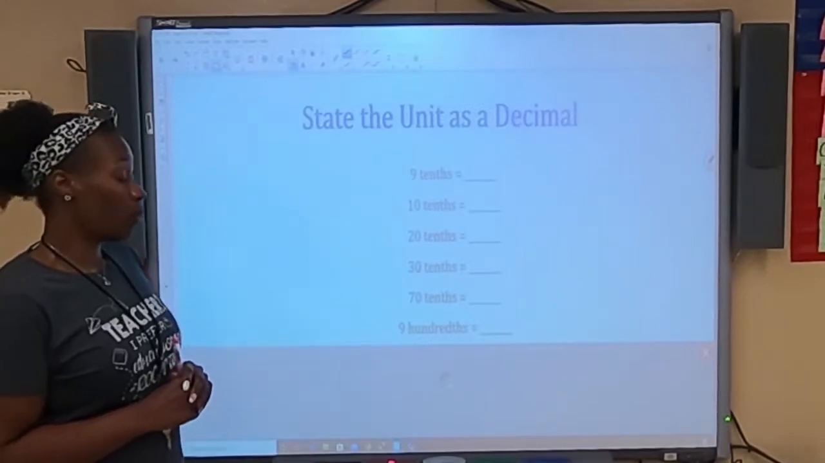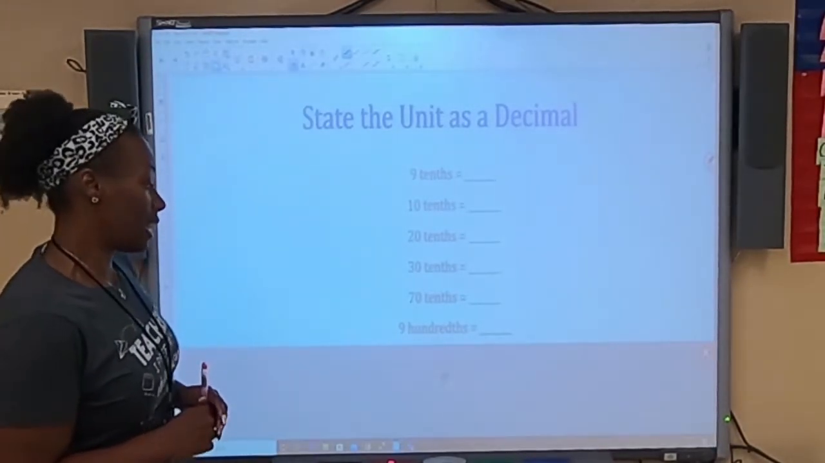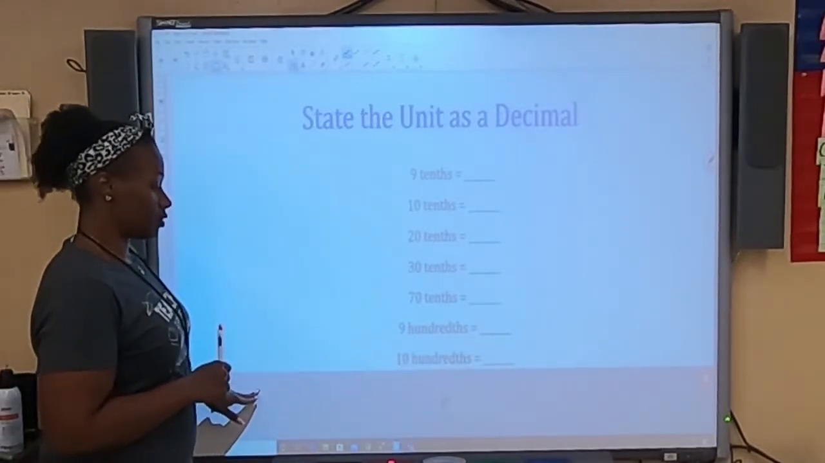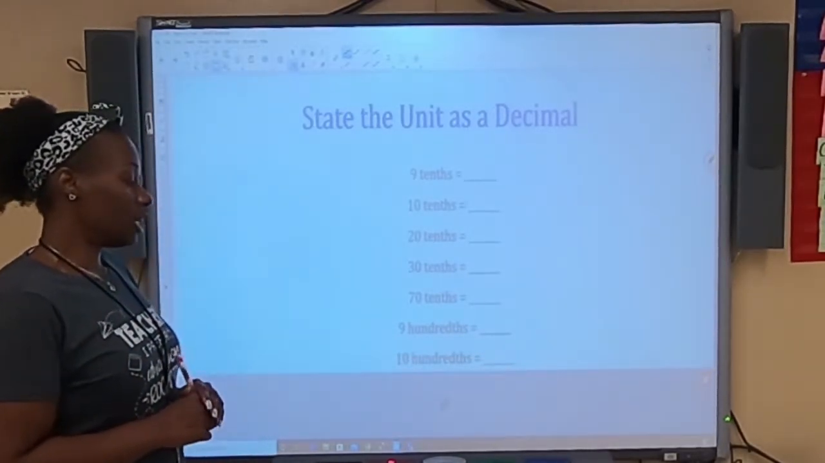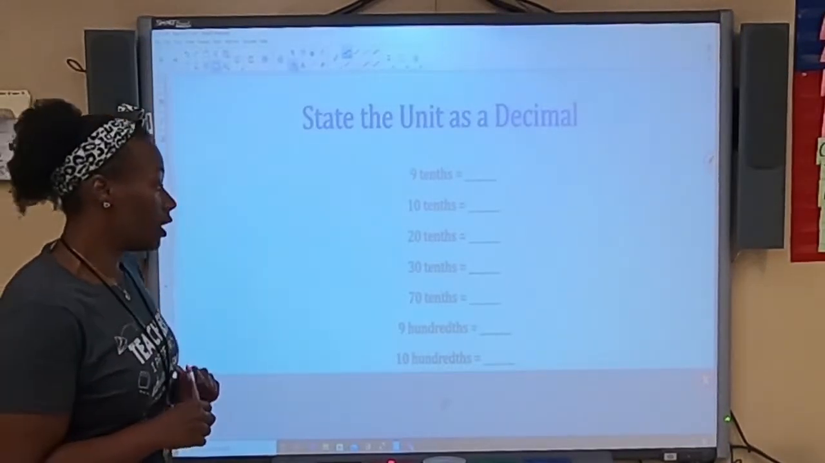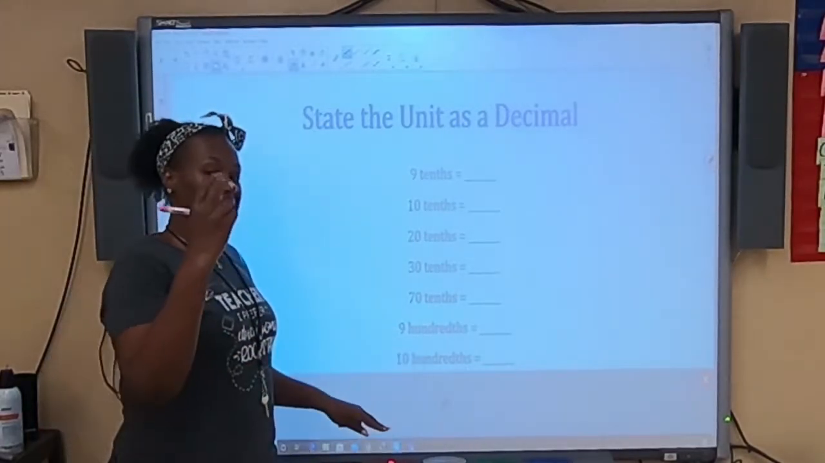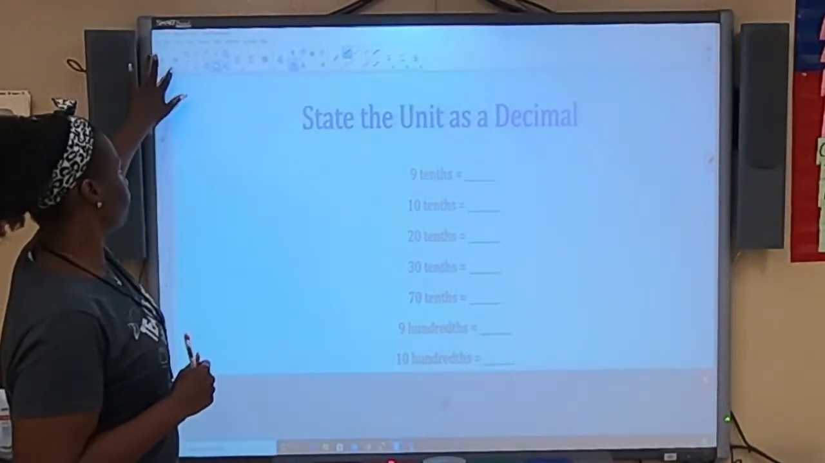900ths, we would write it as 0.09. So one more. 10 hundredths, we would write it as 0.10. Remember, tenths is first after the decimal, hundredths is second after the decimal.